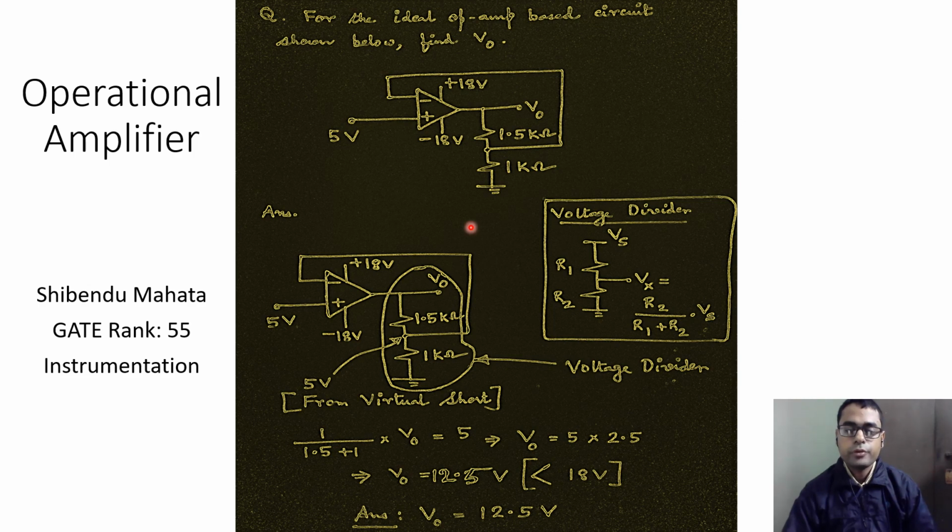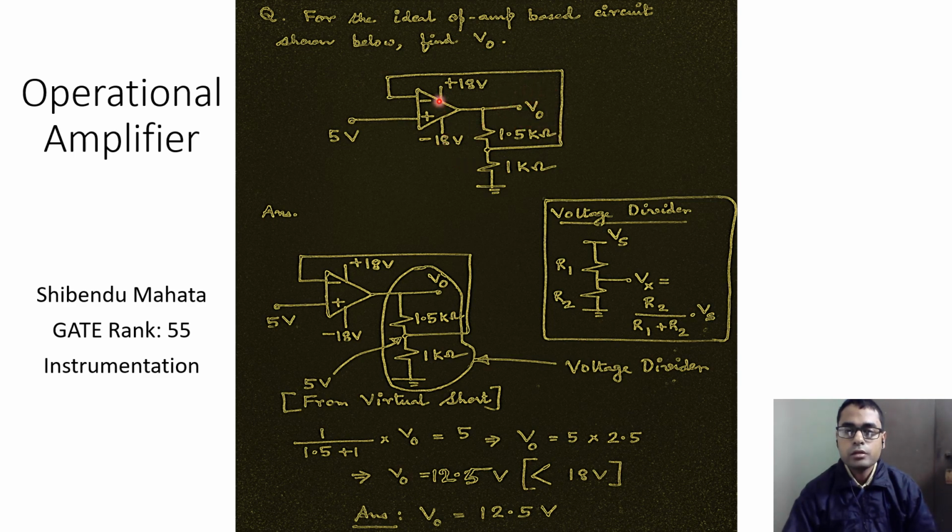This is another operational amplifier problem, and this is a problem where we will use the concept of voltage divider. So in many operational amplifier problems for GATE, you will find that the concept of voltage divider comes in very handy. So here is the problem where we have to assume that the operational amplifier is an ideal one, and our target is to find out the output voltage V0.